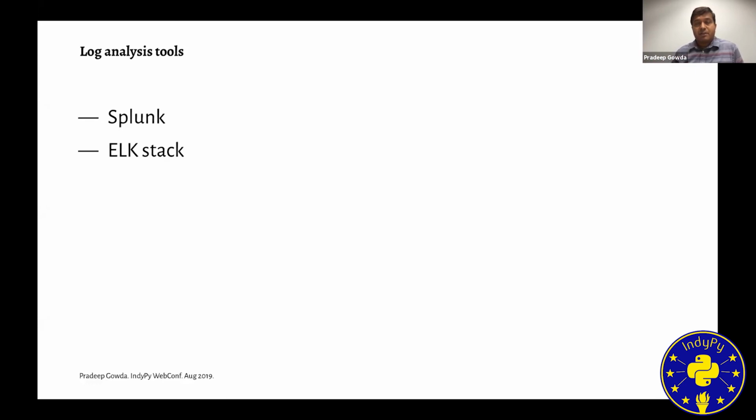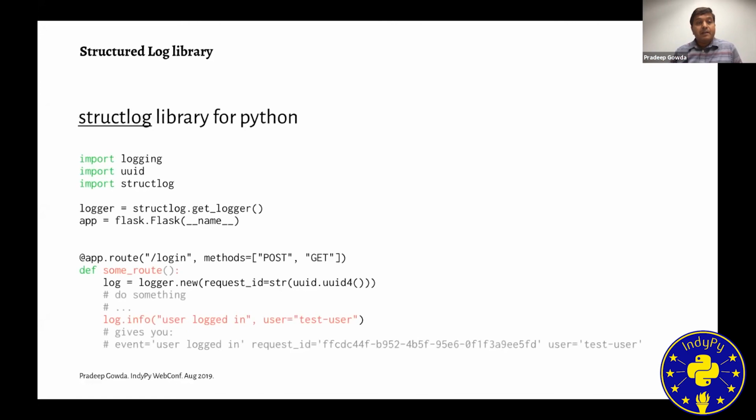So if you have structured logging, you can actually use your tools like this to search through those and help you pinpoint what exactly happened at that point in time in that event. So you can use something like the structlog library for Python. Essentially, the output of this would look like this.